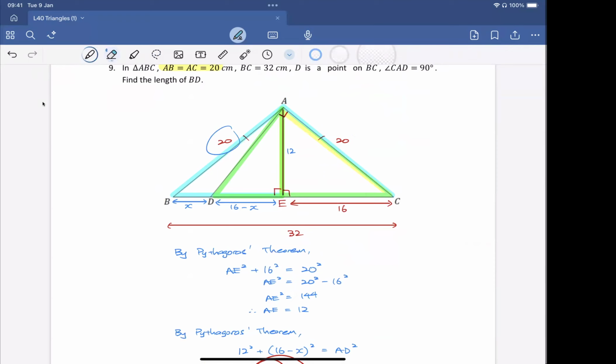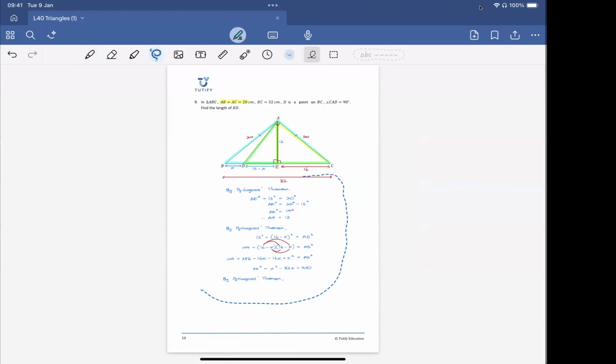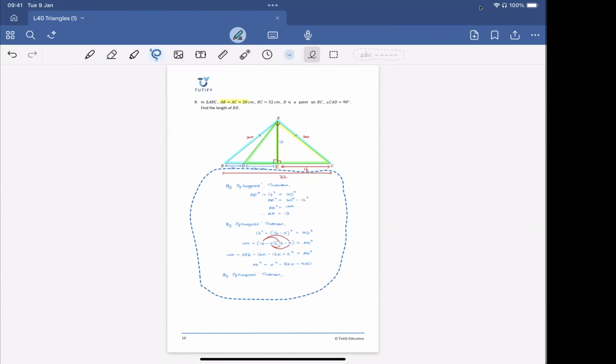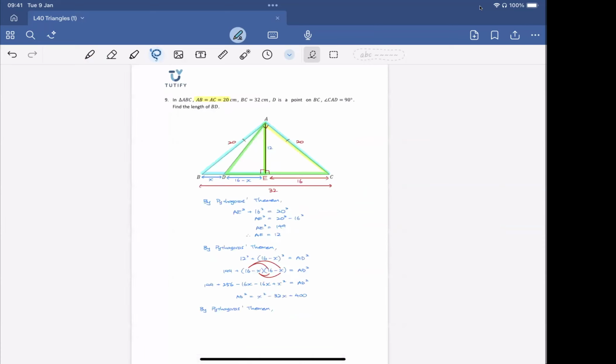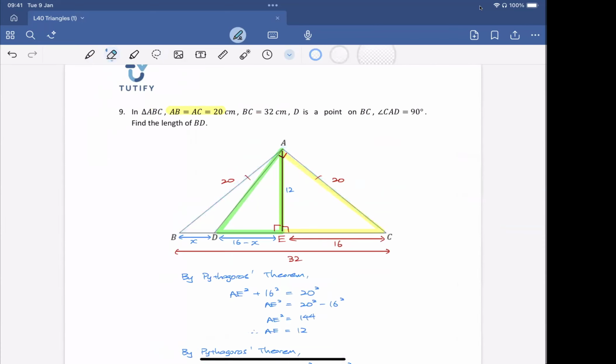Wait. 20 squared plus 20 squared is 32 squared. That doesn't seem right. Okay, let me take a look. You see, how can 20 squared plus 20 squared equal to 32 squared? That means there's something wrong, okay? So I know what is wrong. I'm looking at the wrong triangle. I should not be looking at this. I should be looking at the right angle here.